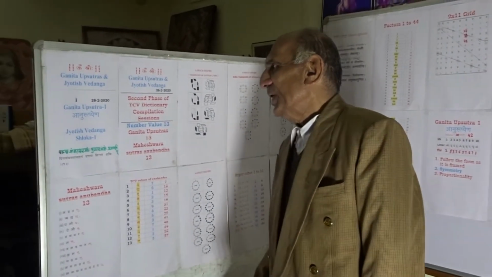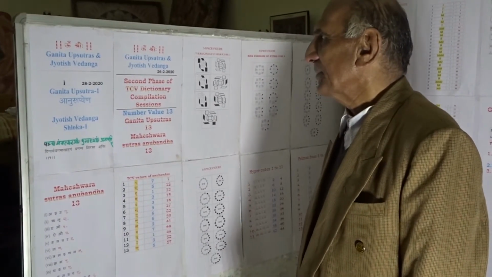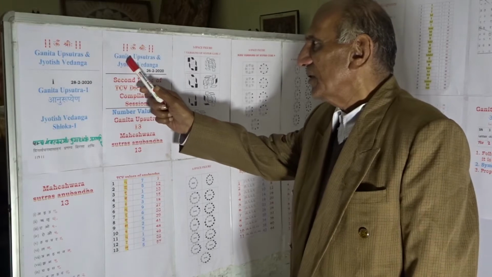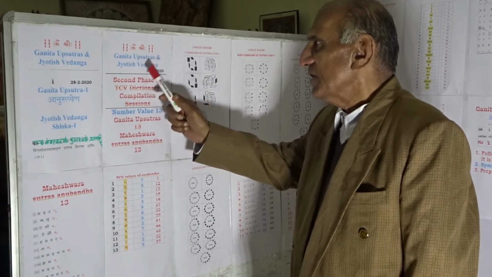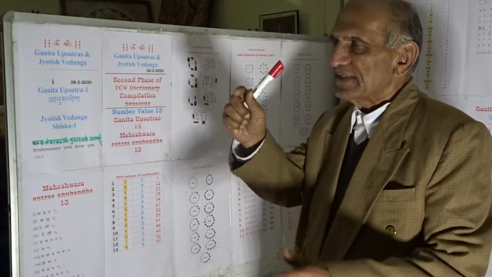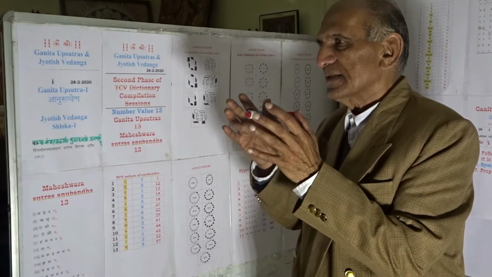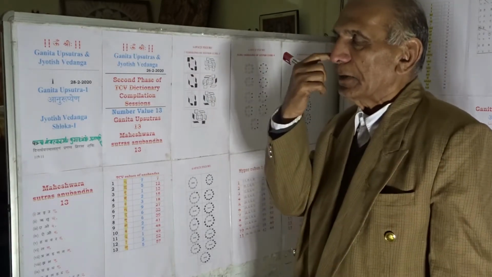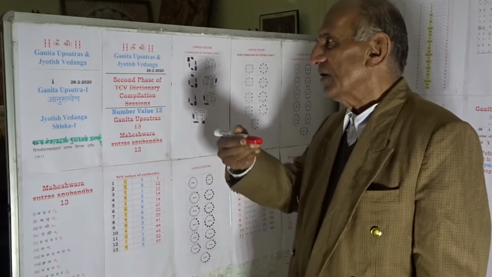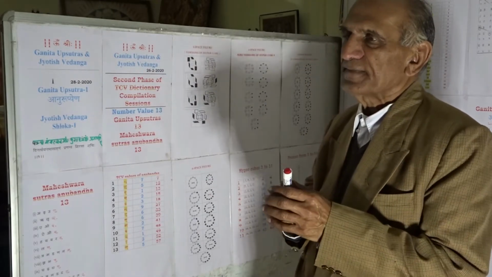Welcome. We are in the second phase of TCB dictionary compilation. This phase is the phase of Ganita Upsutras applied values reach of Jyotish Vedanga. Vedas are four, and these Vedas have Vedangas, the organs, the foundational steps upon which we reach the Vedic domain. Jyotish Vedanga is one of the Vedangas.